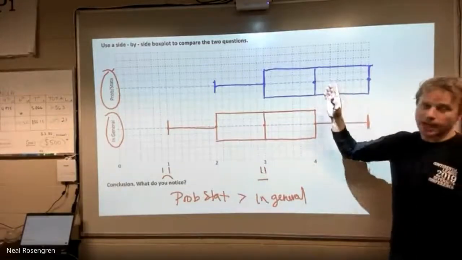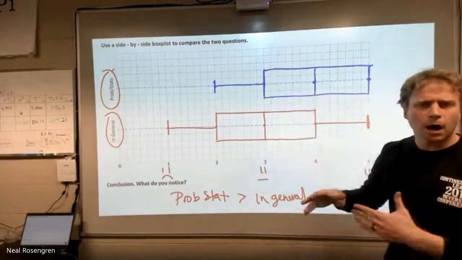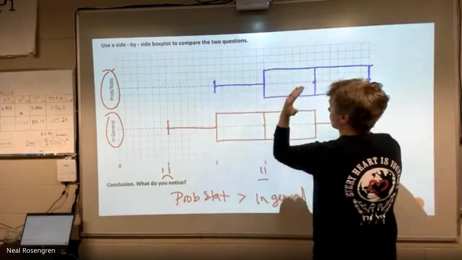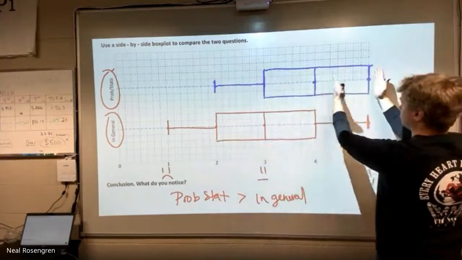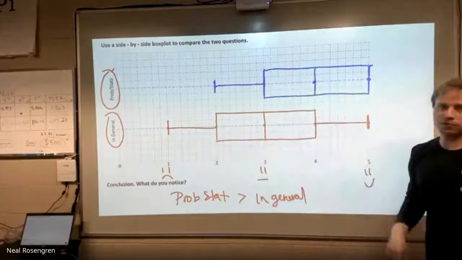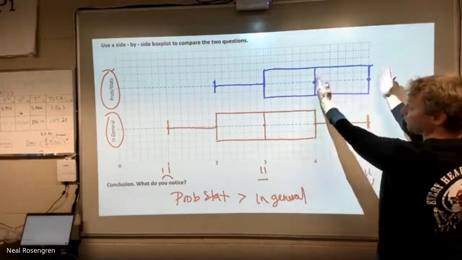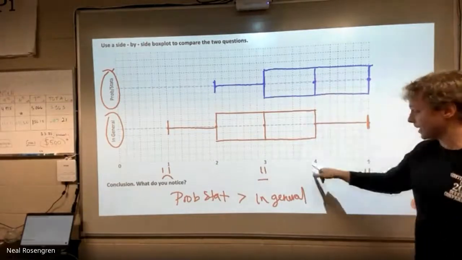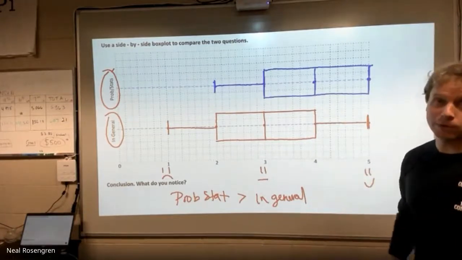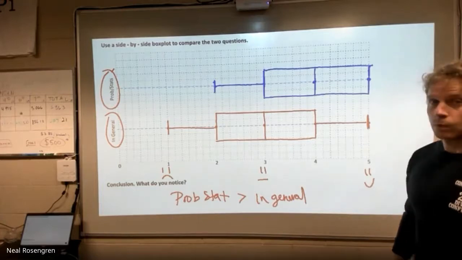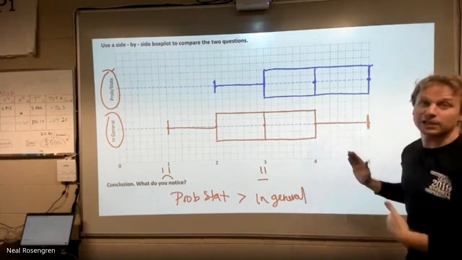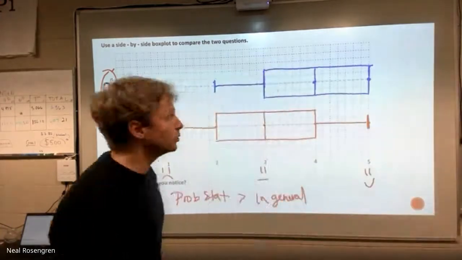So remember that box plots break up groups into 25% equal spots. Like 25% of people are here, 25% of people are here, 25% of people are here, and 25% of people are here, right? 25, 25, 25, 25. Look at the top 50% of people in Prob stat. They picked a 4 or 5, right? The top 50% of people picked a 4 or 5, compared to the top 25% of people that picked a 4 or 5 in general, right? Huge difference there, I think.